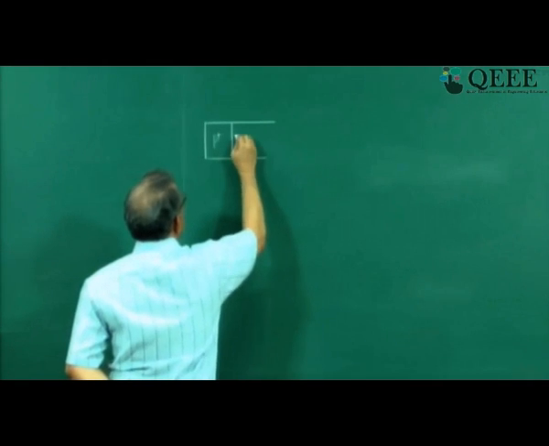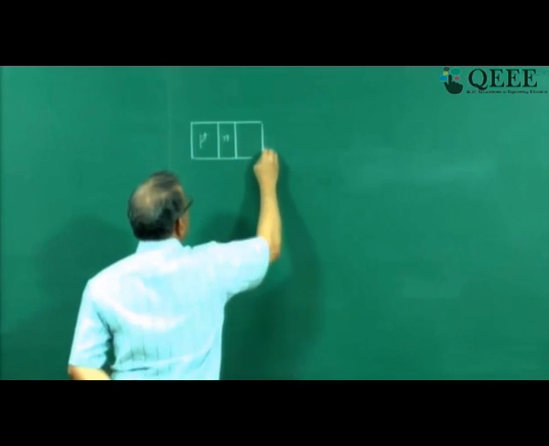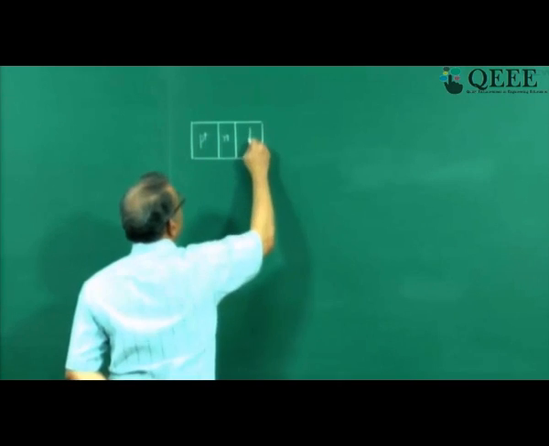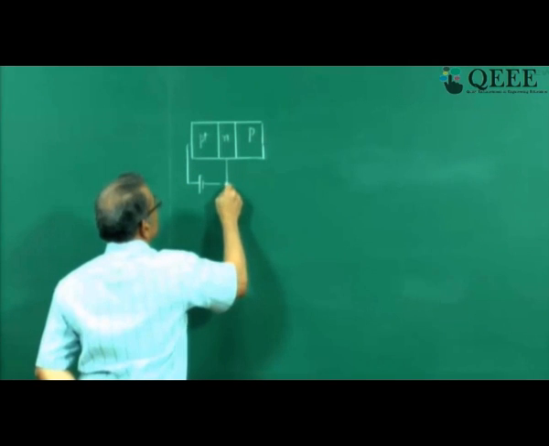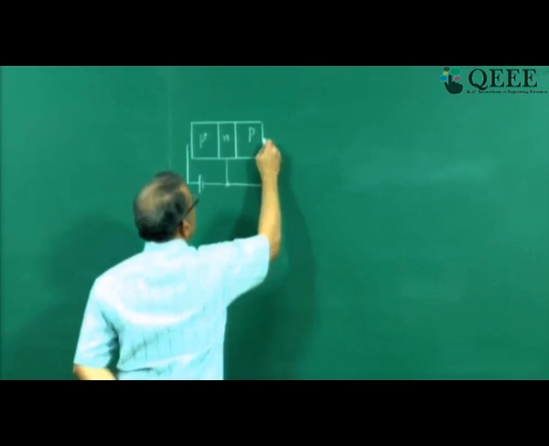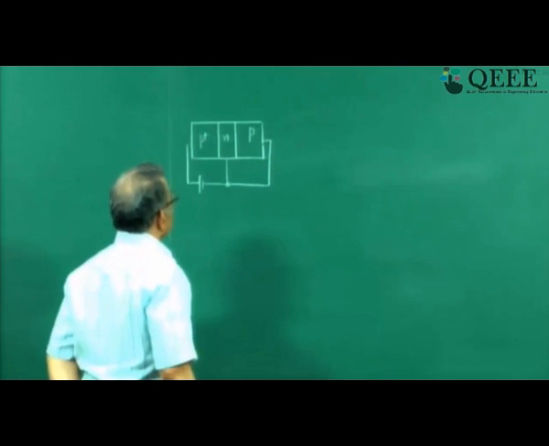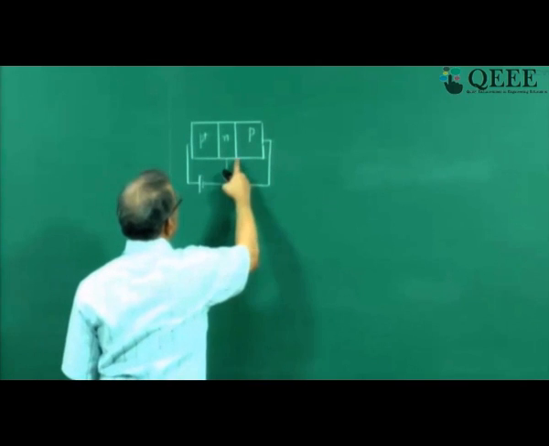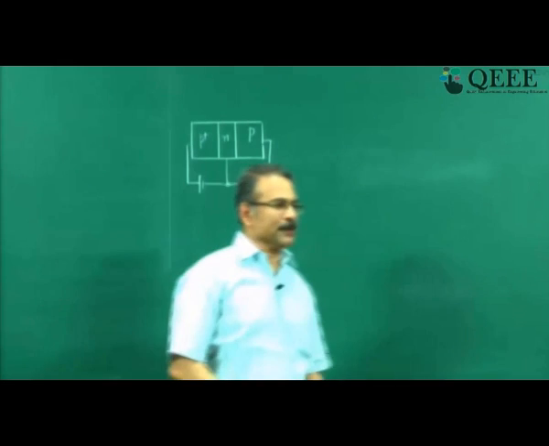So you have one p-n junction and another p-n junction brought in close proximity. This is forward biased and this is zero bias, shorted. The transistor action actually comes from interaction between these two junctions, a forward bias junction and a zero bias junction. So let us see what is going to happen.